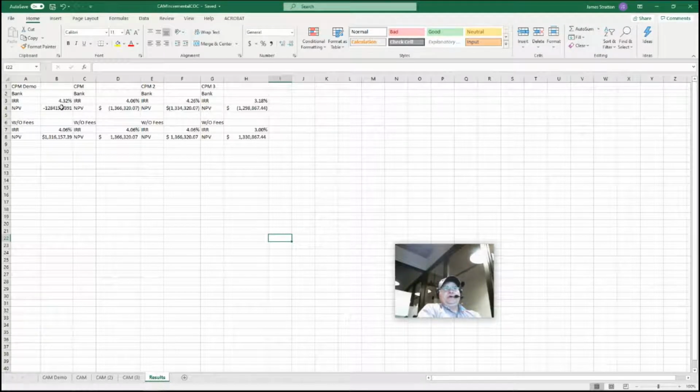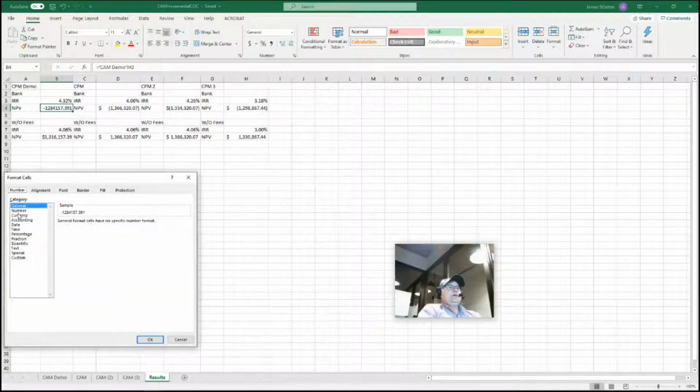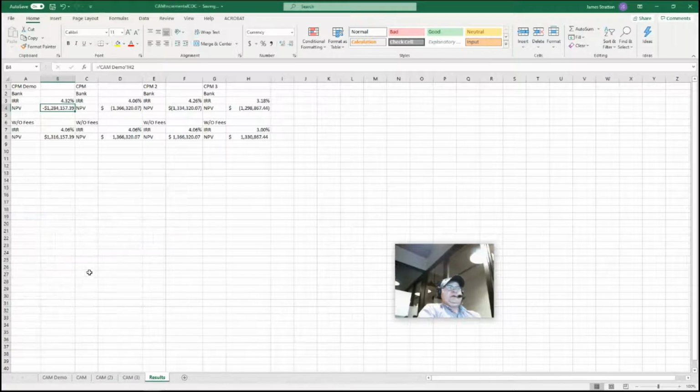So here's the results. In our demo, where we had a 240-month payment, we had a 4.32% internal rate of return with a net present value of $1,284,157.39. Well, that one went wrong here. Actually, you can go in there and adjust this. Let's just format that cell real quick. We can format it to a currency. Hit OK. There we go. Looks much better. And you can study these loans as they're going across the top as we change the terms. And it gives you a lot of insight into those cash flows.